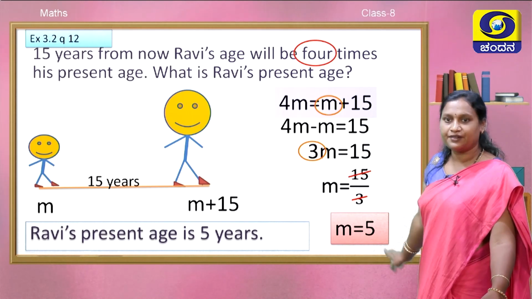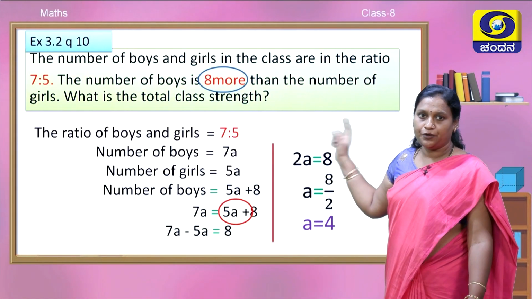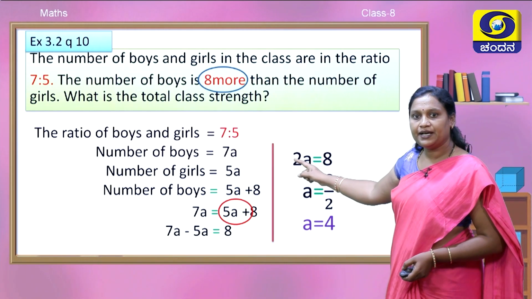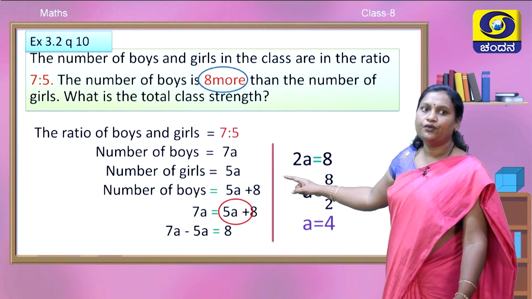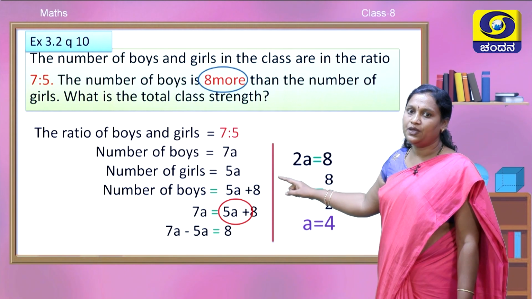We are right. Now, we will take one more example from the exercise 3.2. Here is a question given on ratios. Let us read the question properly. The number of boys and girls in the class are in the ratio 7:5. The number of boys is 8 more than the number of girls. What is the total strength of the class? Ratio is given. We will just write it as 7:5. Therefore, we will write the number of boys to be 7a and number of girls to be 5a.